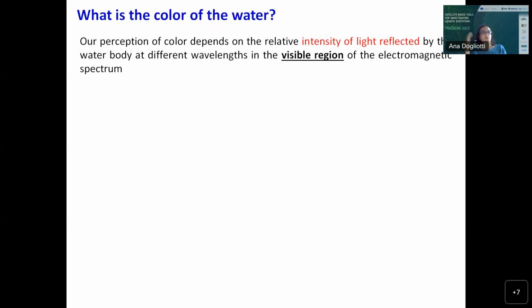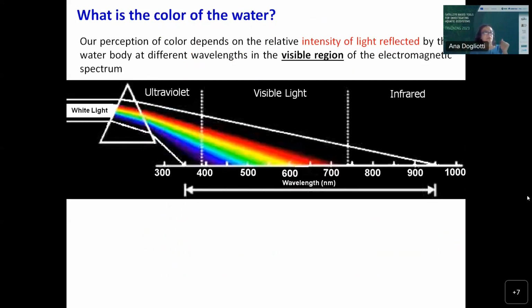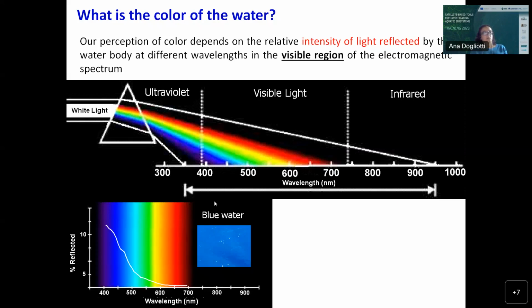What we perceive as color depends on the intensity of the light that is reflected by the water body at different wavelengths in the visible region of the electromagnetic spectrum. We have the white light, which is the light that comes from the sun. The visible part of the spectrum is between 400 and 700 nanometers. So that's the visible part. That's what we see.